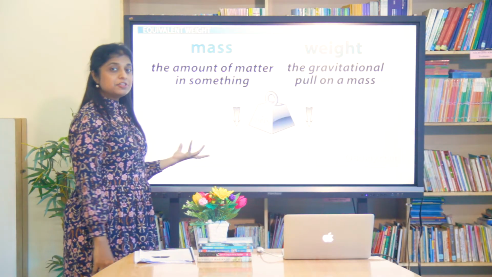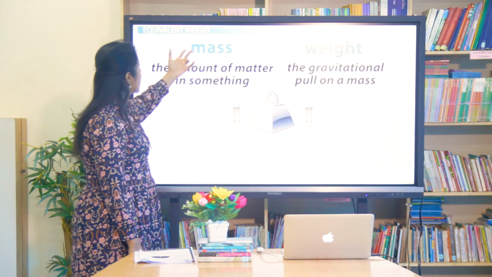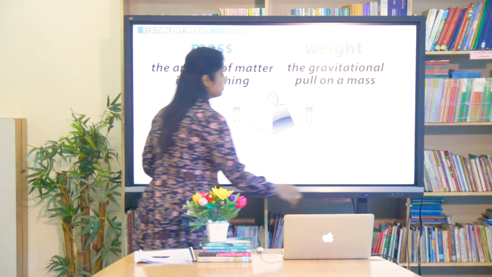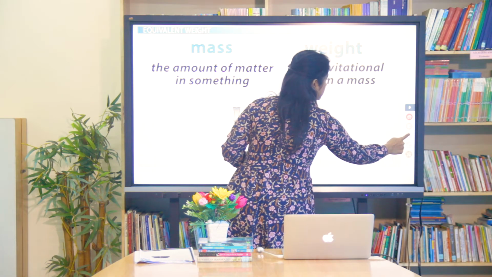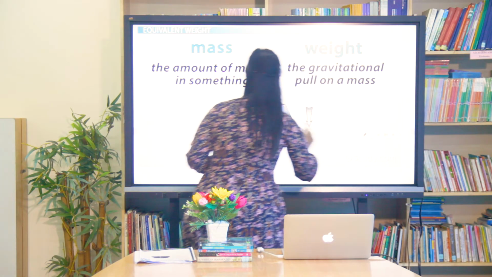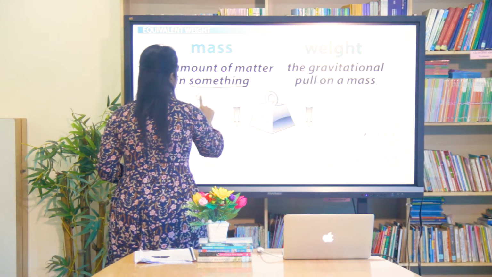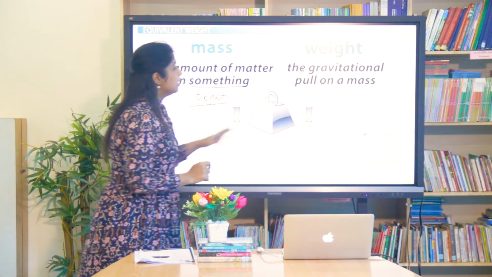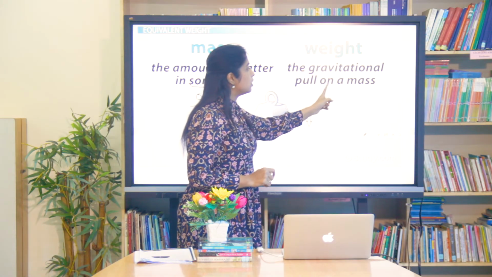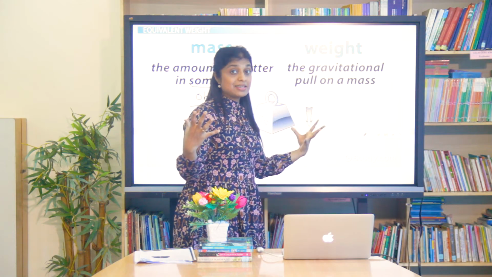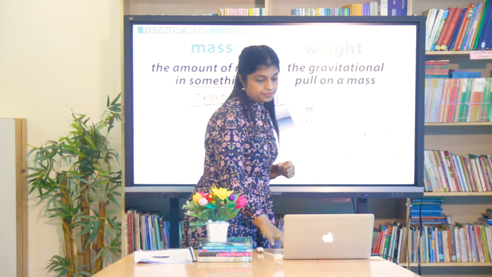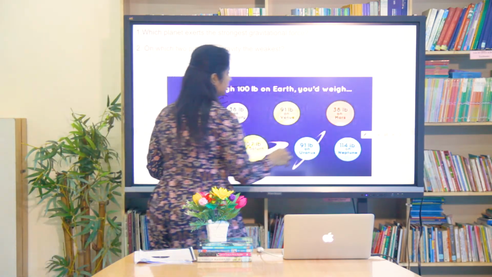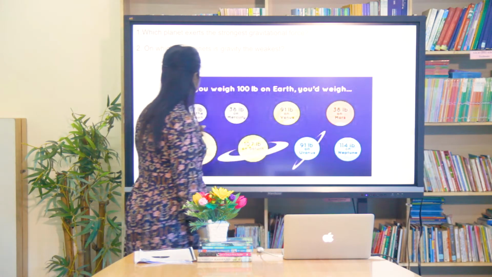A simple differentiation: mass is the amount of matter in something. You can say something can be an object. Okay? Weight is the gravitational pull on a mass, and that is weight. Now, maybe it's a bit not so clear, but I can read for you.